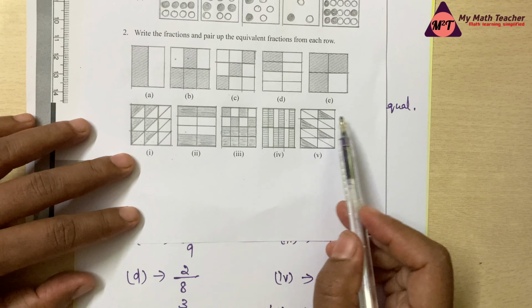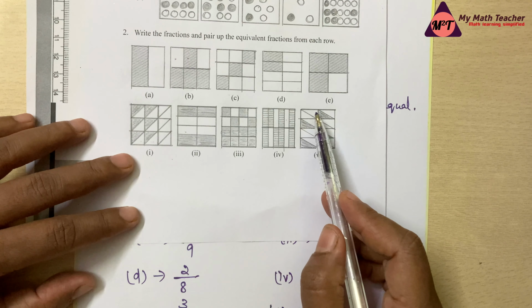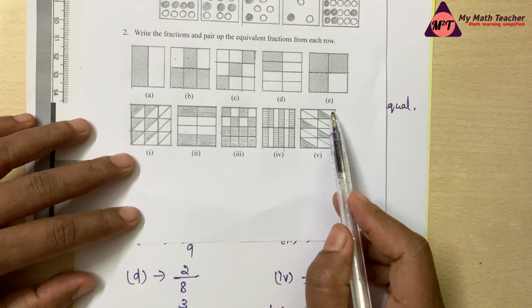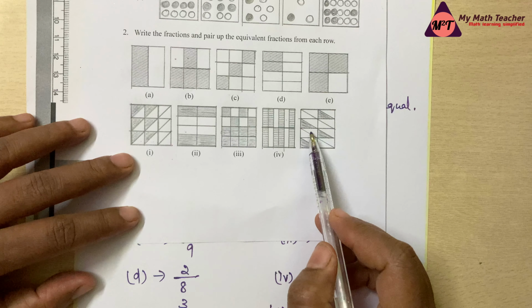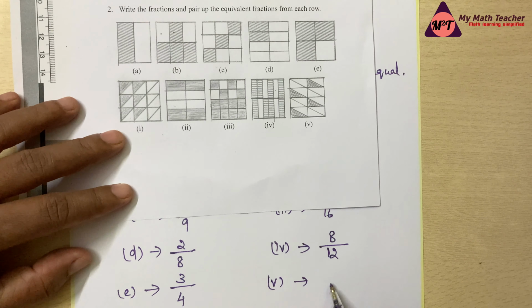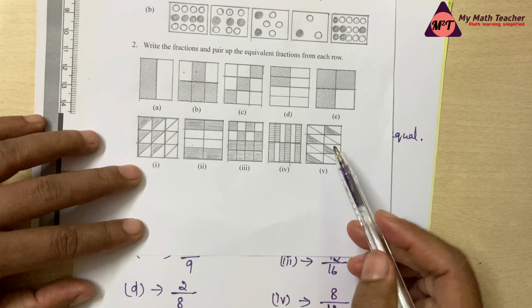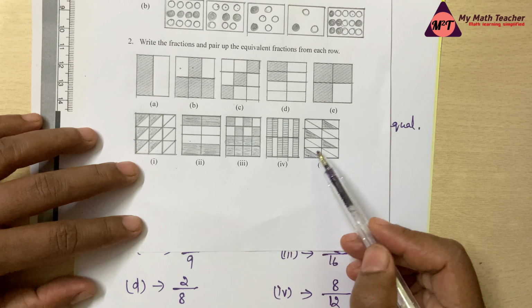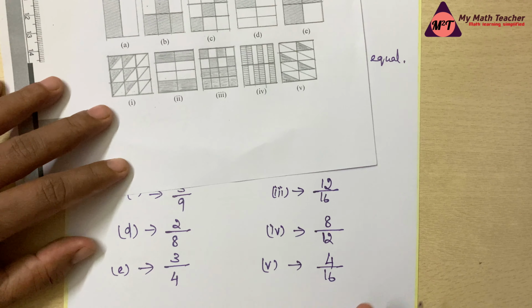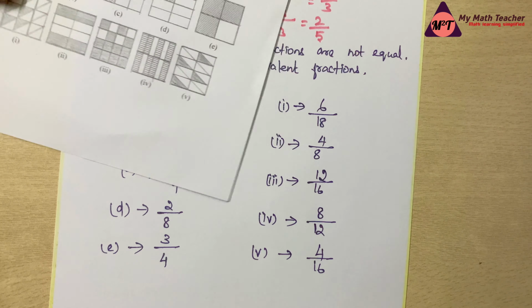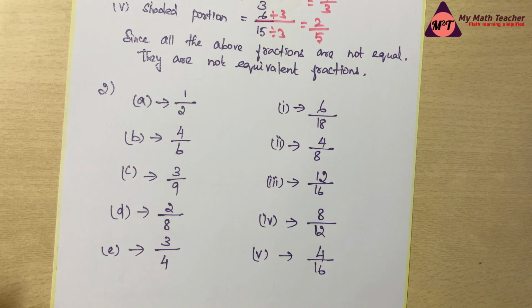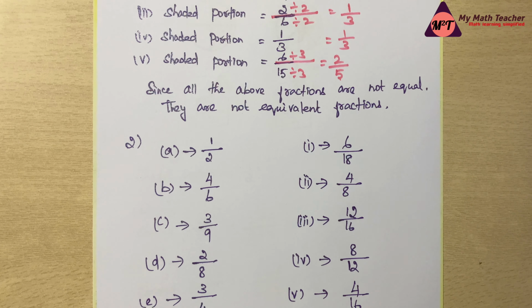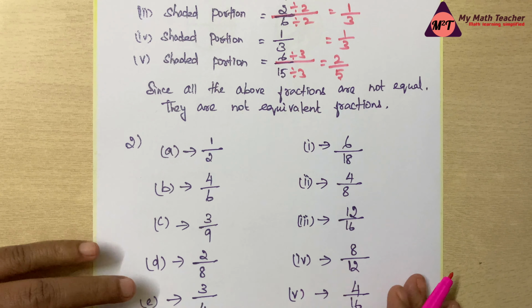Now count the total number of parts: 1, 2, 3, 4. So 4 plus 4, 8, 12, 16. Out of 16, how much are shaded? 1, 2, 3, 4. 4 are shaded. Okay. Now we have written all the fractions of the given diagram. Now the next step is to simplify. Let us simplify one by one.